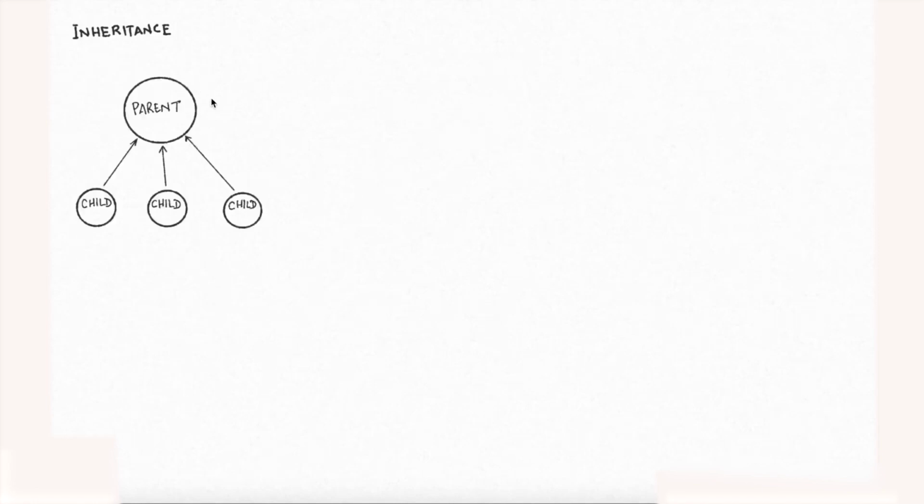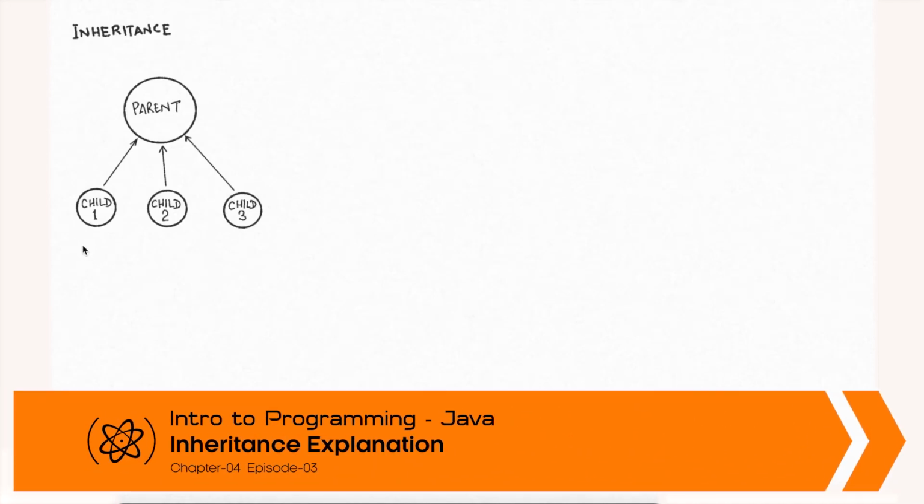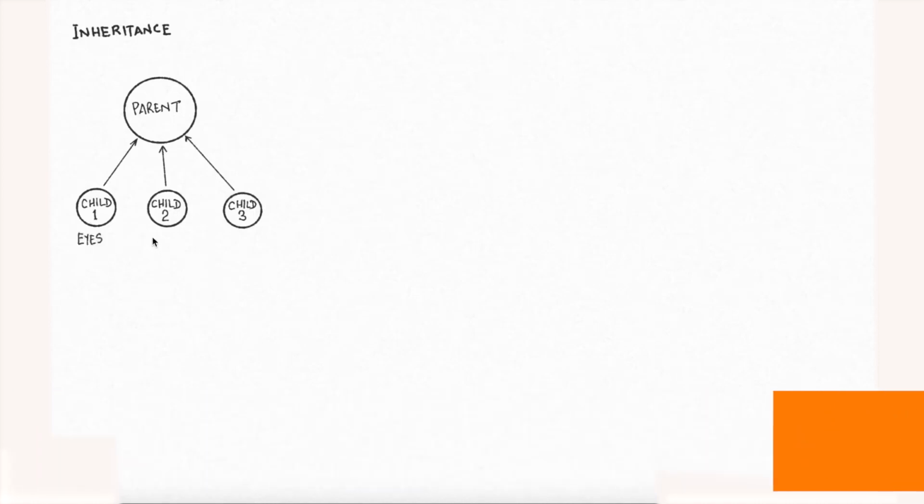Inheritance in Java works the same way as children inherit traits from parents. For example, if we have a parent and three children, child 1, 2, and 3, then maybe child 1 gets the same eyes as their parent. So let's say the parent has brown eyes, then the child also has brown eyes. The second child might have the same hair color as their mother, and maybe the third child can have the same skin complexion as their father.